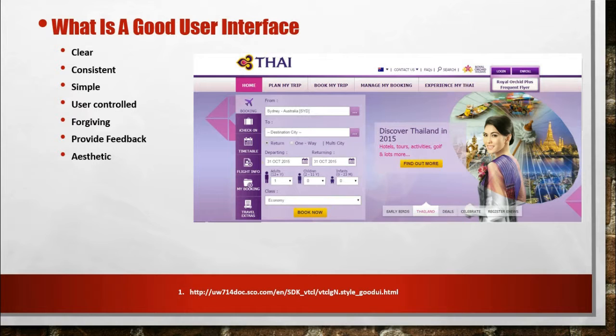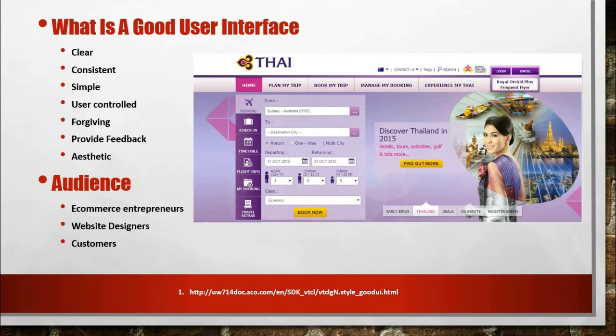User control. The user should control all the actions, not the computer. Forgiving. It should assist the user in error learning and provide feedback. It keeps the user informed and provides immediate feedback. Aesthetic. It should provide a pleasant atmosphere to the user for work and must contribute to the understanding of the existing information. So the audience of this presentation will be the e-commerce entrepreneurs, the website designers, and the customers.